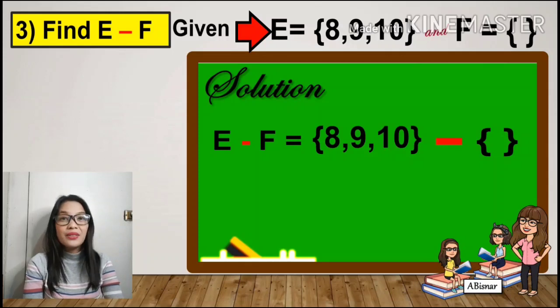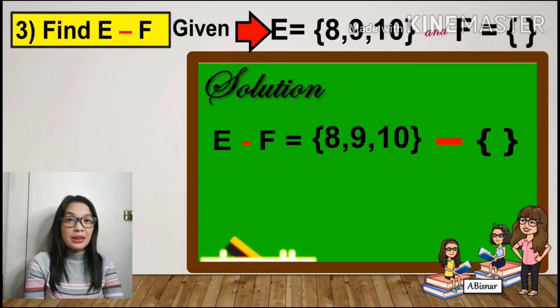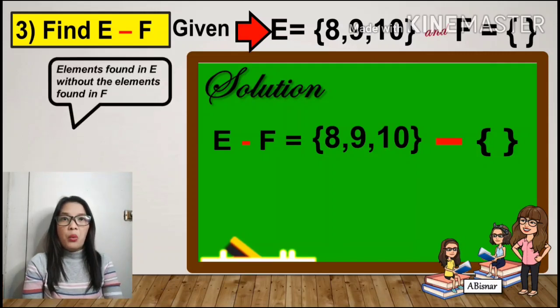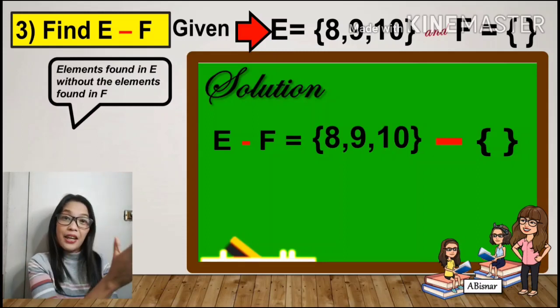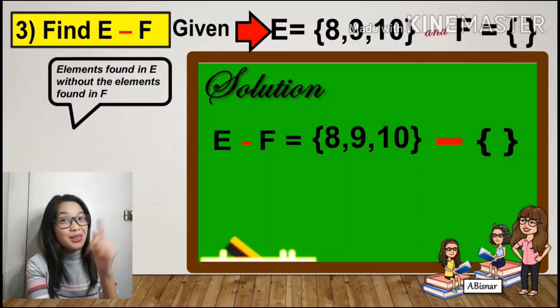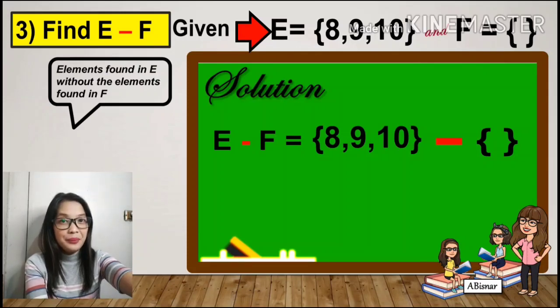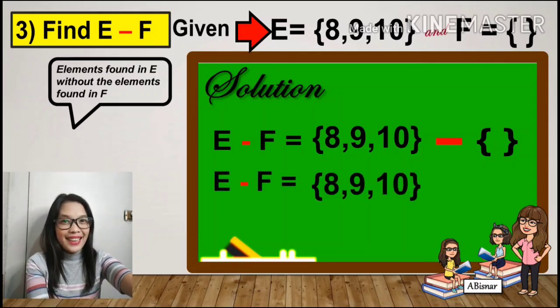From what we have discussed before, empty set means it has no elements. Since it has no elements, what will be the elements in E without the elements in F? That's correct. That is because we cannot remove any elements, and therefore the difference between E and F will be 8, 9, and 10. Questions?